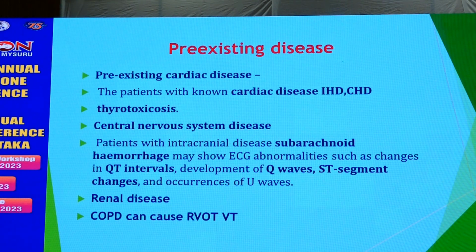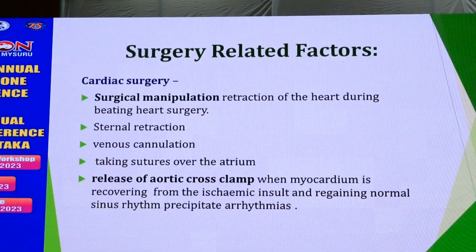Coming to the pre-existing disease, a patient may be a known case of ischemic heart disease or any congenital heart disease and may have abnormal rhythms. Thyrotoxicosis, hypothyroidism, a central nervous system disease like subarachnoid hemorrhage can have ST segment changes, a renal disease, and even a patient with COPD can have RVOT VTs.